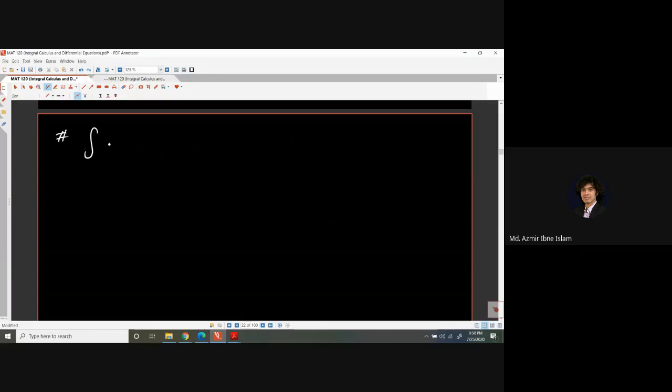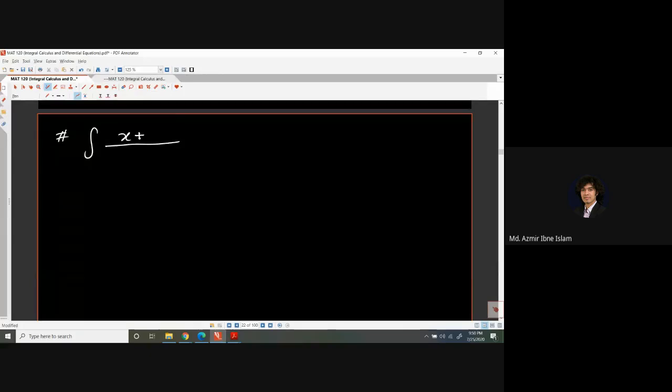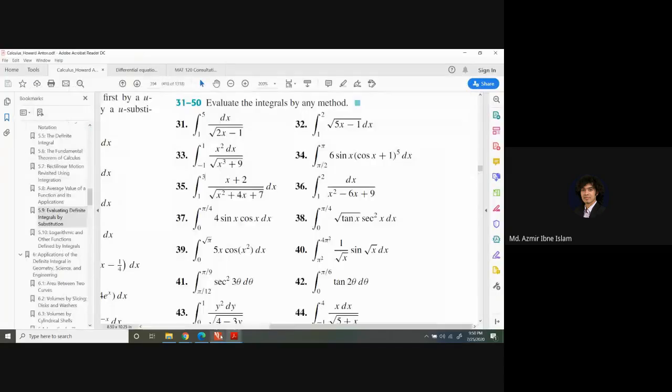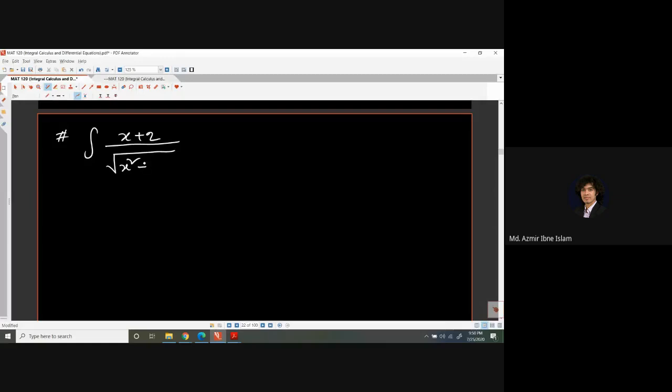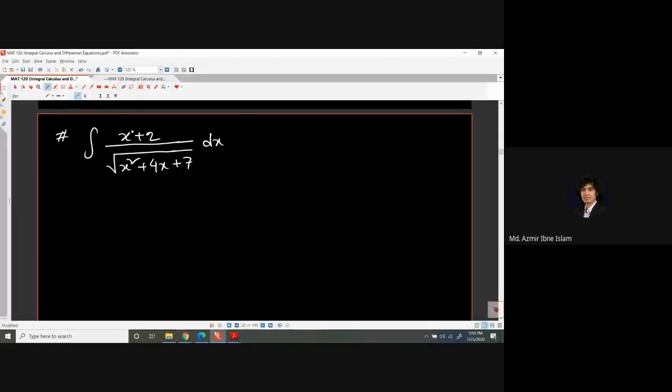Integration of x plus 2 over the square root of x squared plus 4x plus 7. We are integrating in terms of x, and the limits that we have here are integration from 1 to 3. Okay, so this is the definite integral.